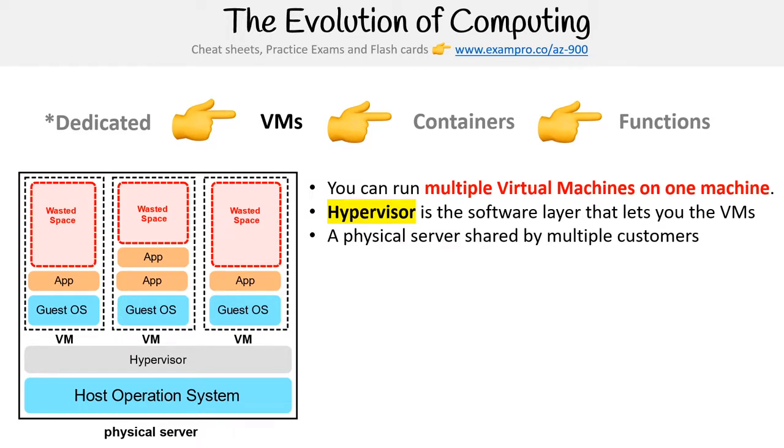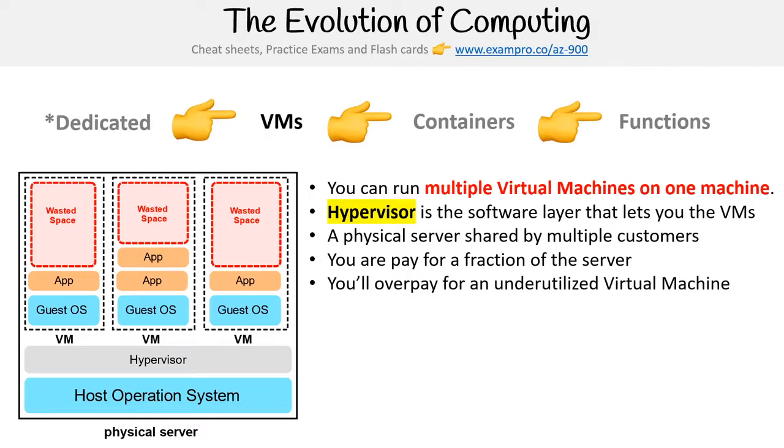You are now sharing the physical server with multiple customers. That is generally a good thing because you are paying a fraction of the server cost. You don't have to buy that server outright. You are still going to be overpaying for the underutilization of a virtual machine, because it still has that issue of wasted space, because you have to choose a particular size of virtual machine. It's not going to be perfectly fit for your application. You are going to be limited by your guest operating system. Whatever OS you've chosen, that's what you get. So that's what you have there.